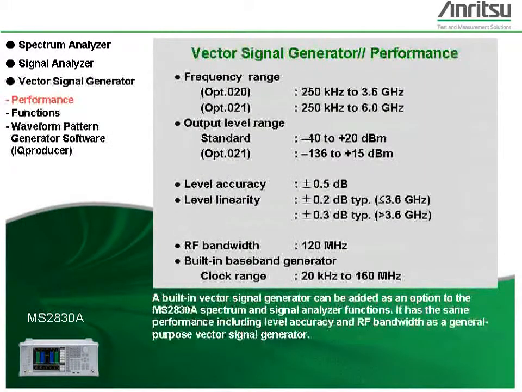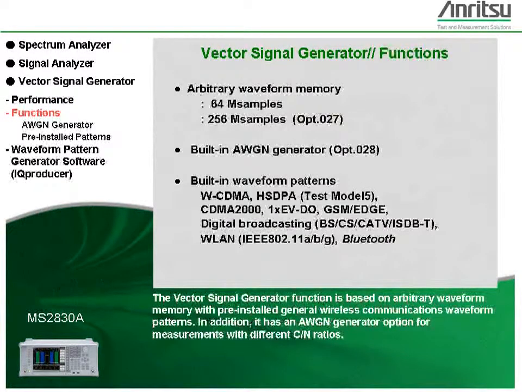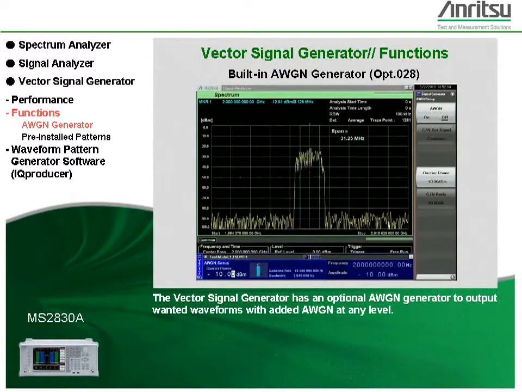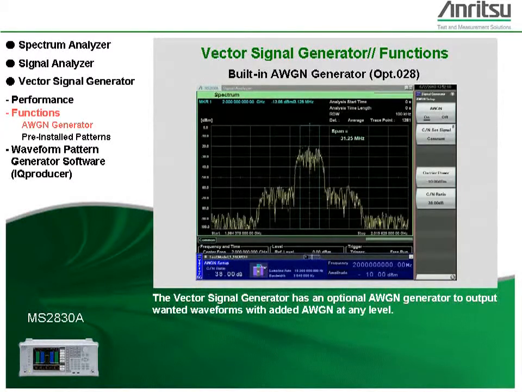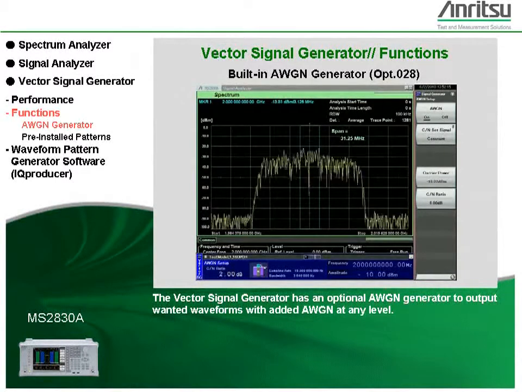A built-in vector signal generator can be added as an option to the MS2830A spectrum and signal analyzer functions. It has the same performance, including level accuracy and RF bandwidth, as a general-purpose vector signal generator. The vector signal generator function is based on arbitrary waveform memory with pre-installed general wireless communications waveform patterns. In addition, it has an AWGN generator option for measurements with different carrier-to-noise ratios. The vector signal generator has an optional AWGN generator to output desired waveforms with added AWGN at any level.